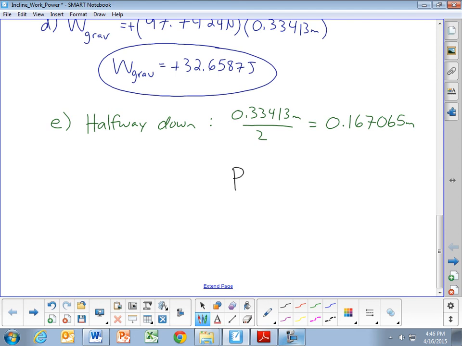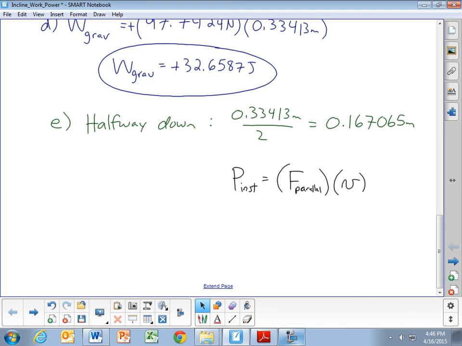So instantaneous power is the parallel component of the force, the component of the force that's parallel to the motion, times the velocity of the object. It's how quickly work is being done at any instant. Work is force times distance, work is F times x. The instantaneous power, you're taking the derivative of that work with respect to time. If the force is constant, then it's F times dx dt, which is the velocity. So this means that we need the velocity halfway down.